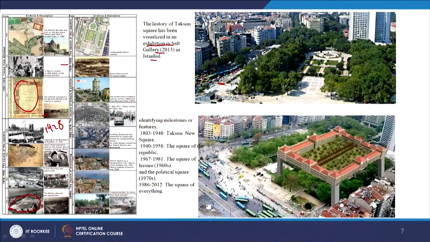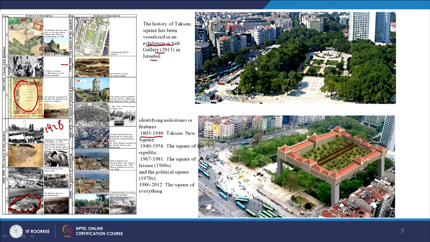So now the story. This whole transformation was visualized in the exhibition, the way it was portrayed. They call the different phases the very key milestones. From 1803 to 1940, Taksim is referred to as a new square.